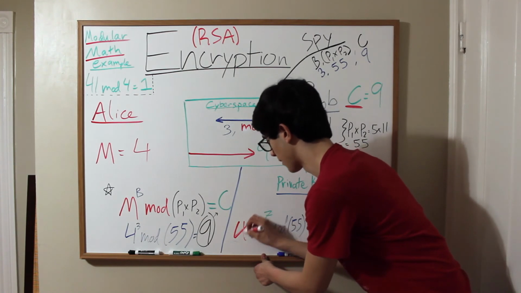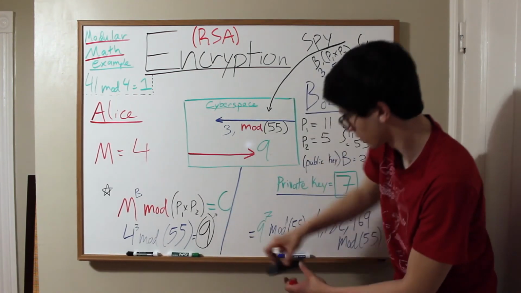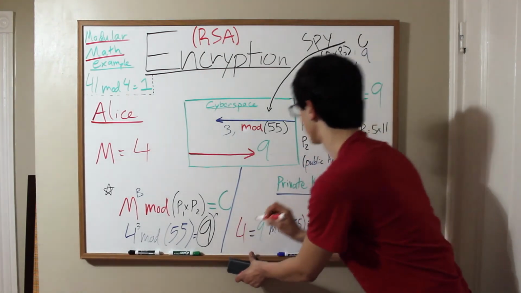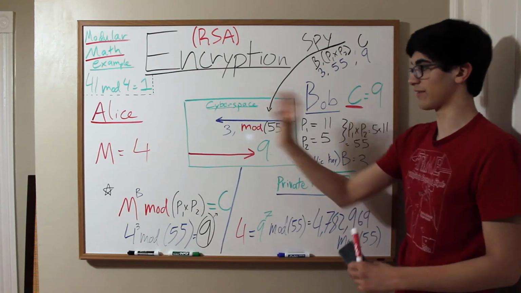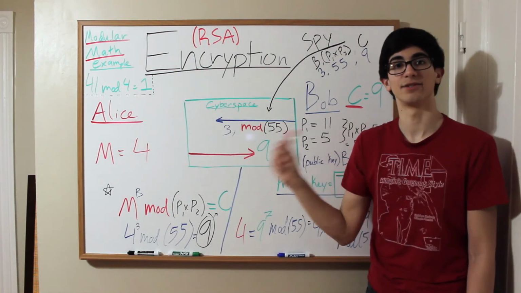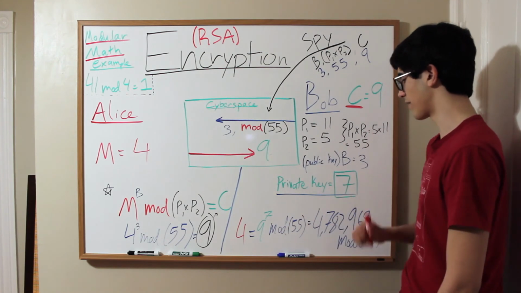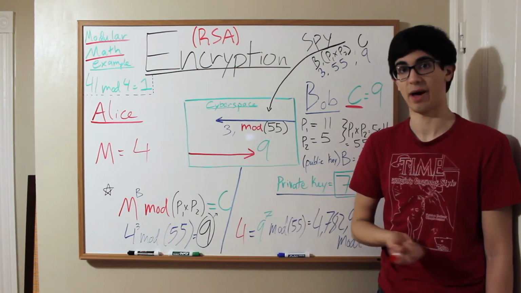And that is just a simple example of how, whoops, with the ugly 4. That is just a simple example of how the spy, who has all this information, which is given over cyberspace, has no way of finding this message due to the unique and clever private key, which in the end saves the day because of how large the power can be.